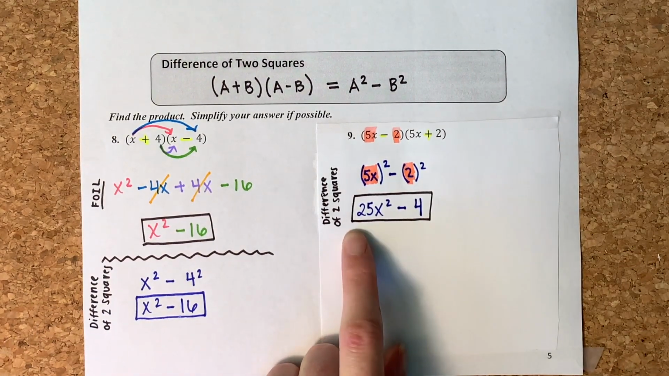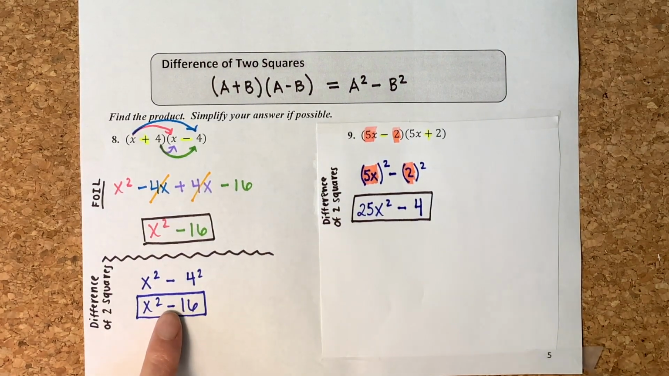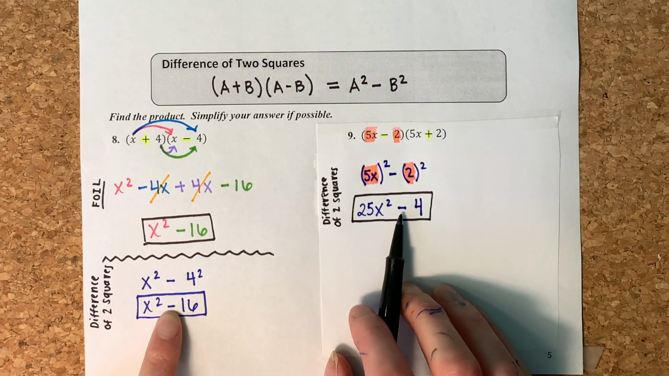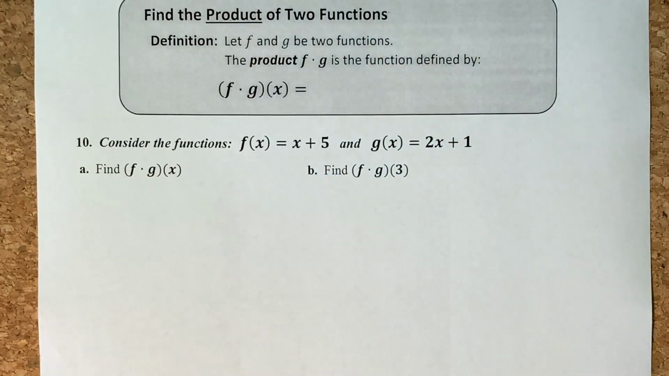We would get this same answer if we were to FOIL. Notice with the difference of two squares formula, you should always have a subtraction symbol in your final answer between your two terms. Let's take a look at one last example problem.